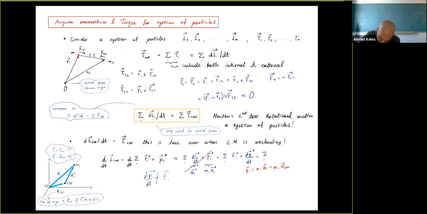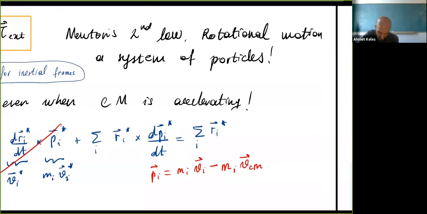The sum over all r_i star cross m_i dv_i/dt, and minus the sum over all r_i star cross m_i times d v center of mass over dt as a vector.